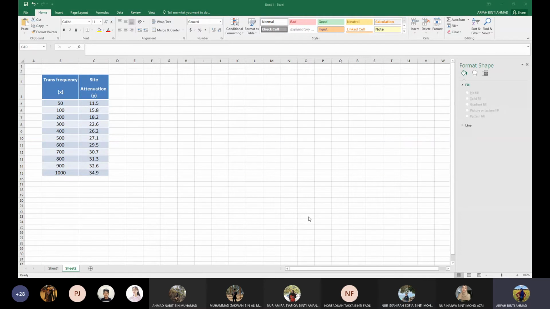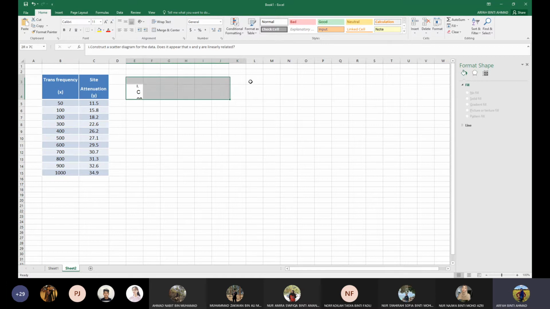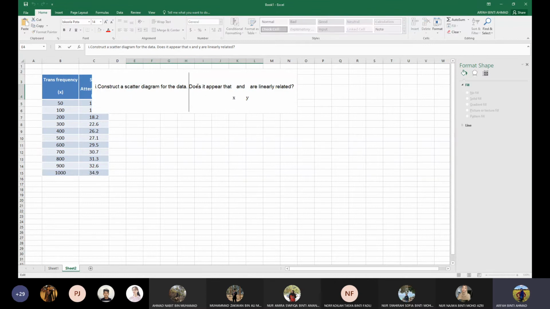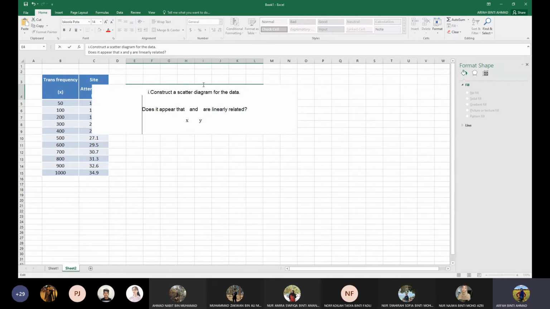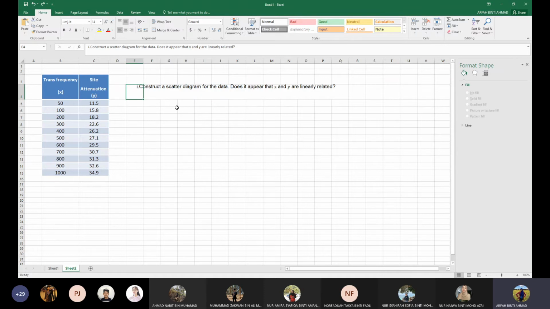Okay. So soalan A, construct the scatter diagram. Does it appear that X and Y are linearly related? So saya paste the question over here. Okay. So the first one is construct the scatter diagram. So does it appear that X and Y are linearly related? Okay. So this is the first question.